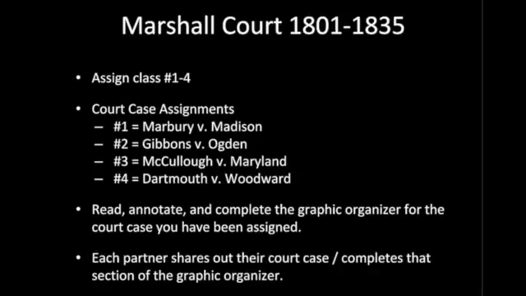So if I were sitting in a group, my partner would be sharing to me the kind of summary points of Marbury versus Madison. And as I'm listening, I'm writing this down in that section of the graphic organizer. Once they're done, I'm going to tell them about Gibbons versus Ogden. So as I'm telling them verbally, this is what the court case was, this is why it's significant, they're going to be writing down their own notes as well.